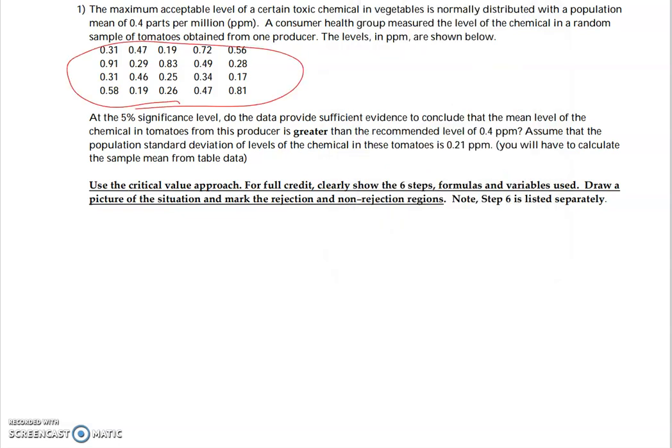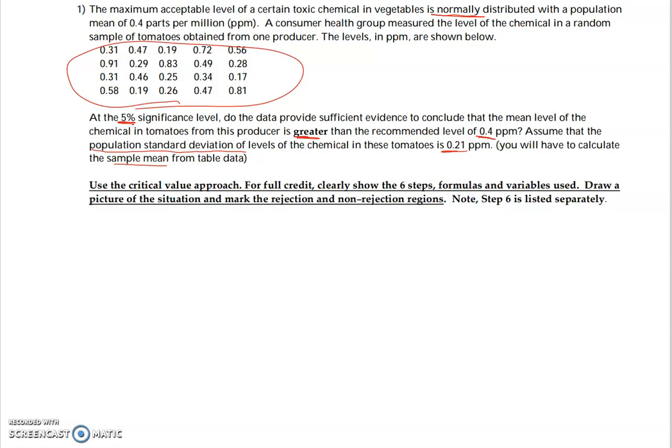And we know the important thing here is they said it's normally distributed. At the 5% significance level, do the data provide sufficient evidence to conclude that the mean level of the chemical in tomatoes from this producer is greater than the recommended level of 0.4 parts per million? Assume that the population standard deviation of the levels of the chemical in these tomatoes is 0.21 parts per million. You'll have to calculate the sample mean from the table above.